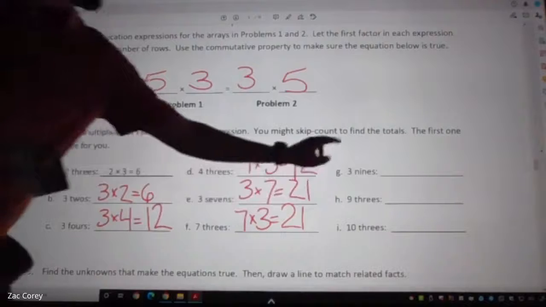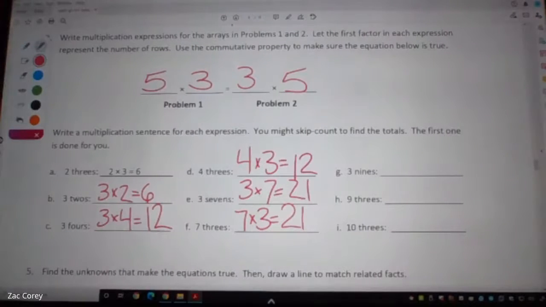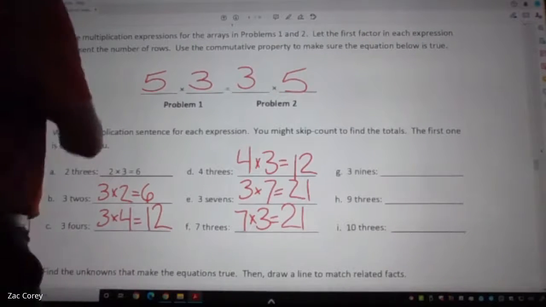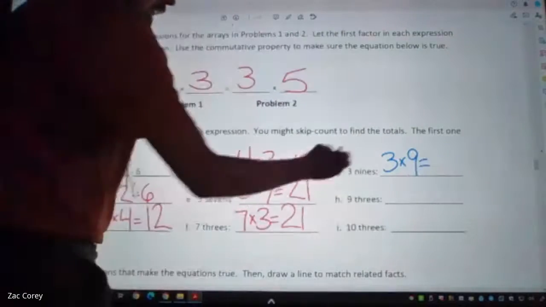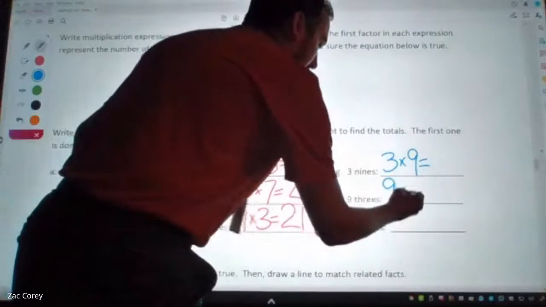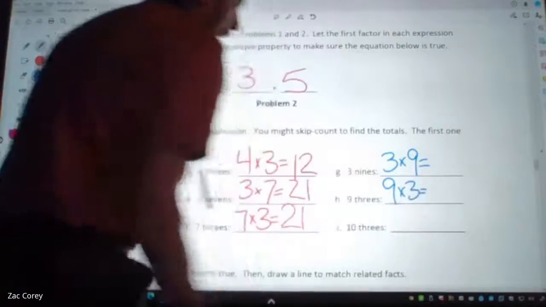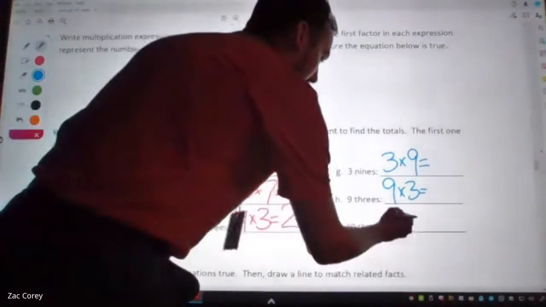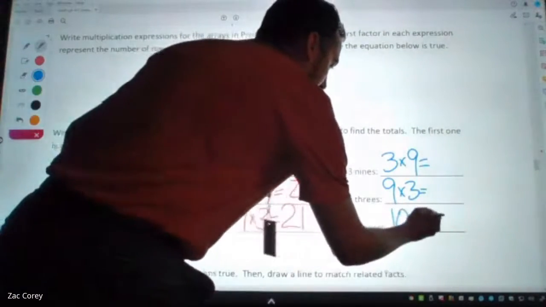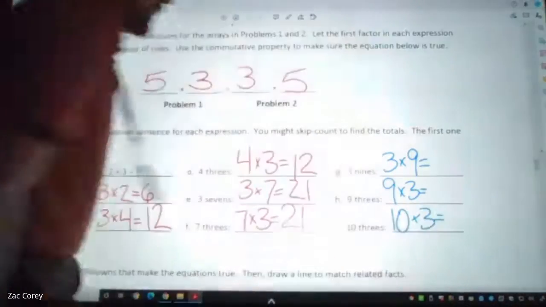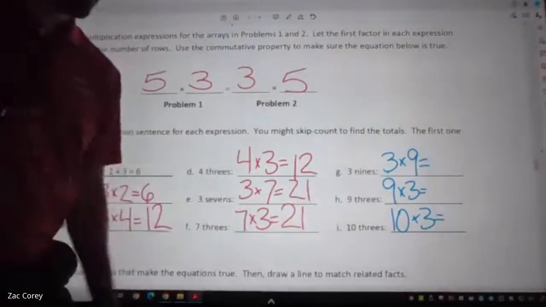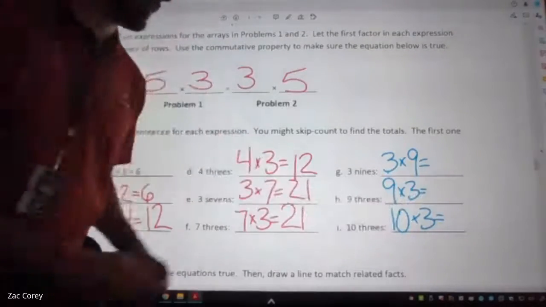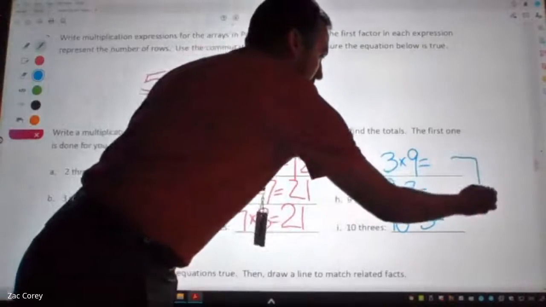See if you can do the last three on your own. I'll set up the math equations for you, and then you can solve them. So 3 nines means 3 times 9. 9 threes would be 9 times 3. And then 10 threes. See if you can do those on your own, okay? This one you're going to count by 9 3 times. This one you're going to count by 3 9 times. These two answers should be the same.